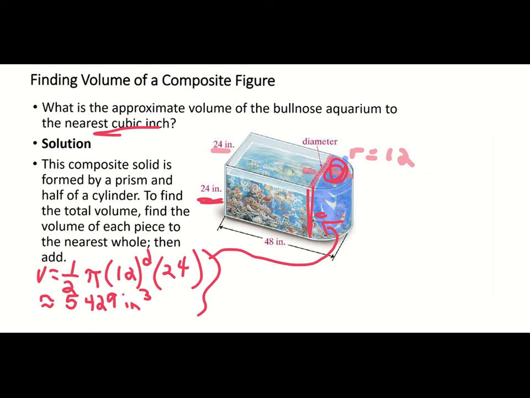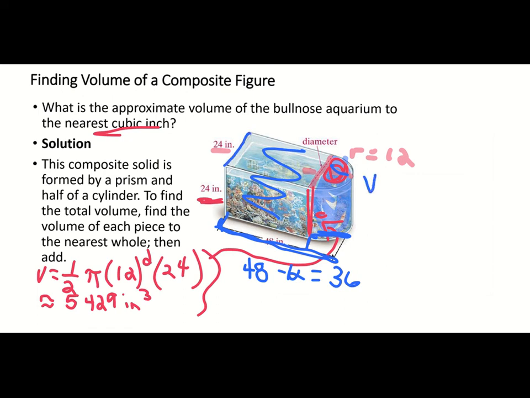Now we have to do the rectangular solid. So I need to do base times height. So my base, this whole thing is 48 inches, but I only need from here to here. Because I know the radius is 12, I know that this distance from here to here is 12. So if I do 48 minus 12, it's going to give me 36. So my base is 24 by 36.